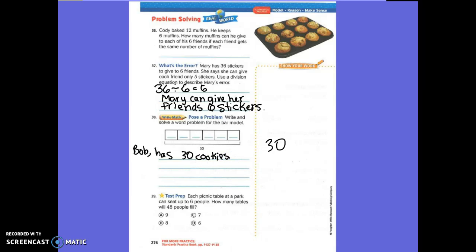Okay, that's where our 30 comes in, boys and girls. Our dividend. Now, look at this problem. Look at the bar model. What is something else that we know looking at that bar model? I know there's no other numbers. So you need to be thinking, what else do we know? Cooper? There are 6 boxes.